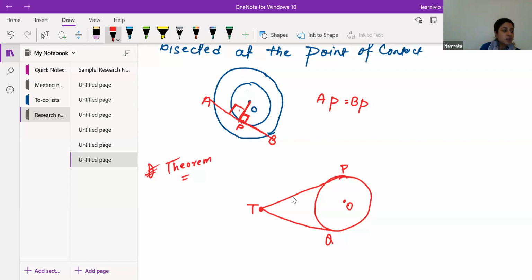Prove that angle PTQ is equal to 2 times angle. Okay, this is what we have to prove here. So if we focus on this, let's join them.